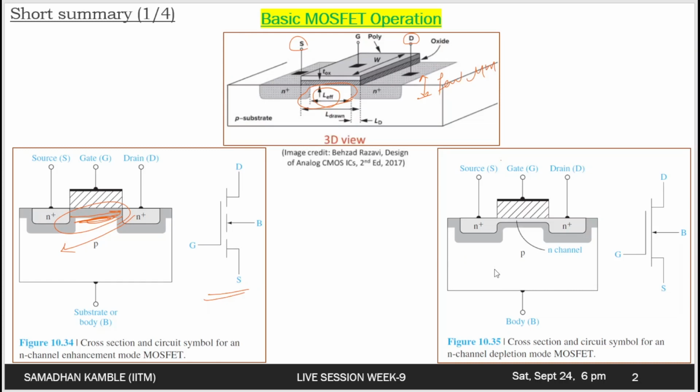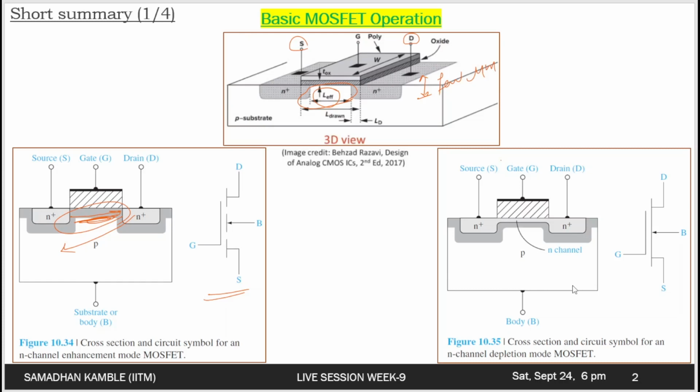And the adjacent figure here, that is the right figure, shows an N-channel depletion mode MOSFET. An N-channel region exists under the oxide without even applying bias to the gate. So 0 volt applied to the gate.